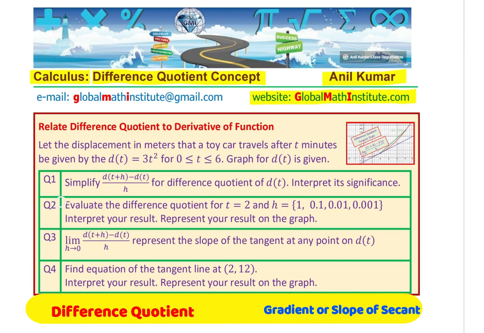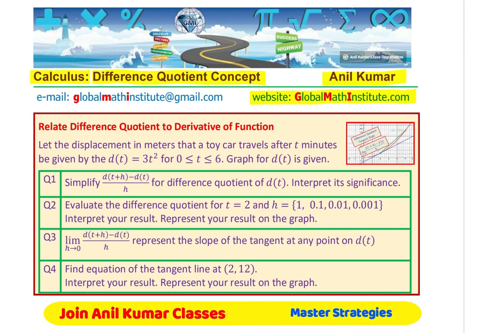Question 2. Evaluate the difference quotient for t equals 2 and h equals 1, 0.1, 0.01, 0.001. Interpret your result and represent your result on the graph. This is where we will see how the slope of a secant line approaches the slope of a tangent line. So we have taken a point, t equals 2, and h is slightly away from t: 0.1, 0.01, 0.001 away from t.